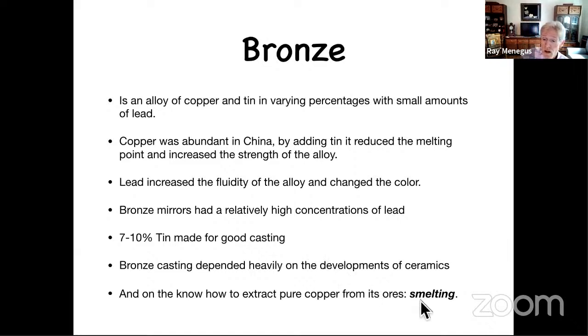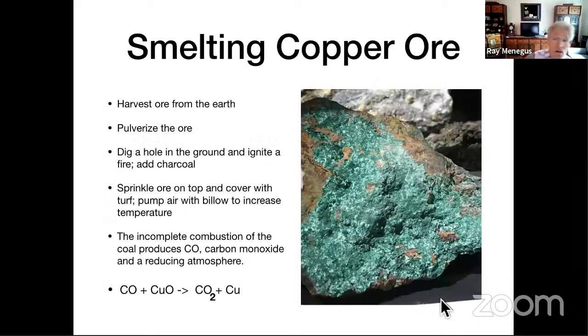So the other thing that we need to understand is how the pure copper metal is extracted from the ores, and that's called smelting. So here you have an example of an actual beautiful chunk of copper oxide. That green color, again, is evidence of the copper, but the ores can have varying degrees of purity of this copper oxide. So the first thing you would need to do is harvest it from the earth, and there was plenty of it, abundance in China.